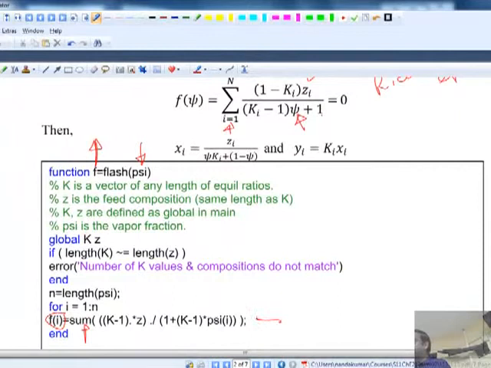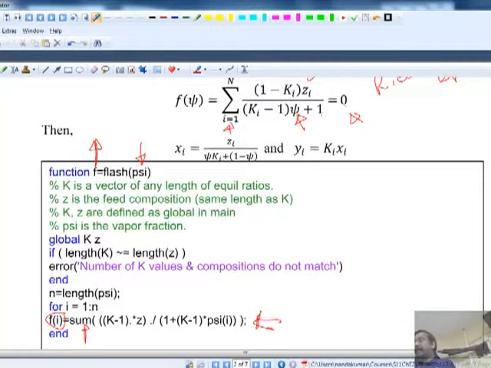Before that, of course, we are setting up a few things. For example, we need to know the equilibrium ratio and the feed composition. These can be vectors, so we are passing them as global. And we are checking that k and z, the equilibrium ratios and the feed composition, have the same length, because that depends on the number of components. If not, somebody has made an error in input, so you print out an error.